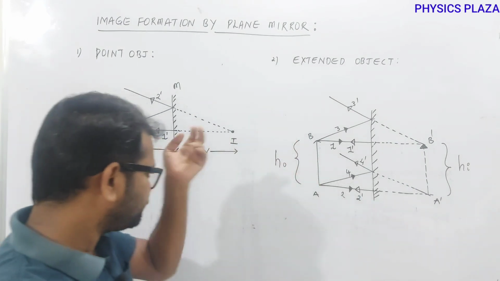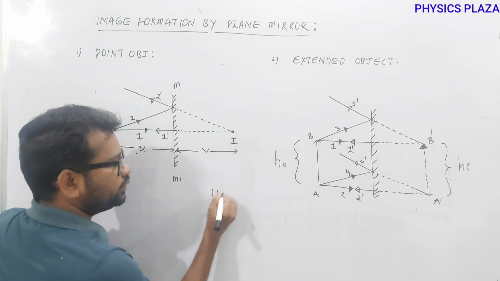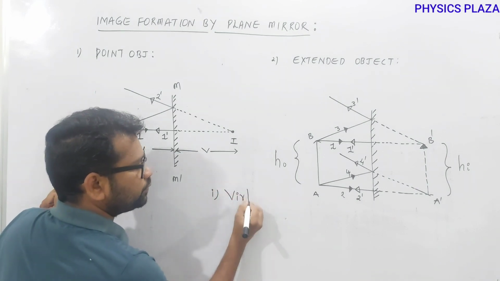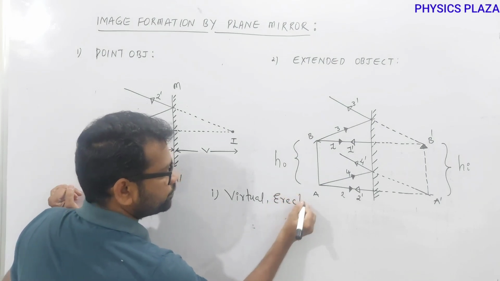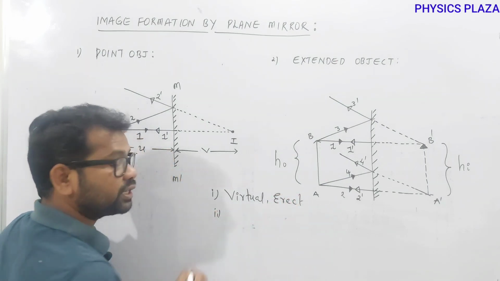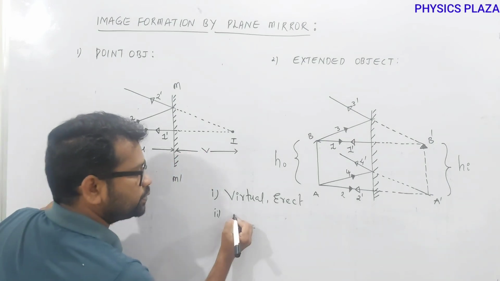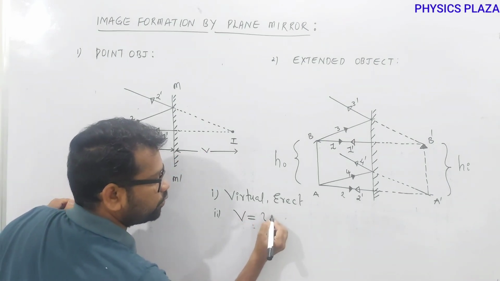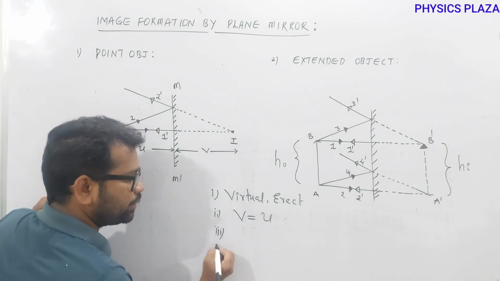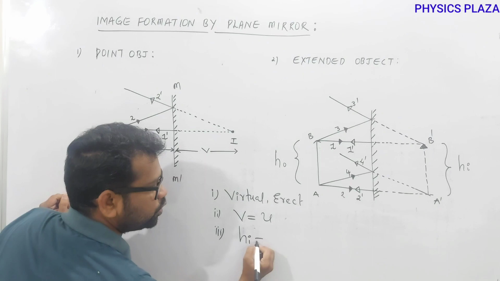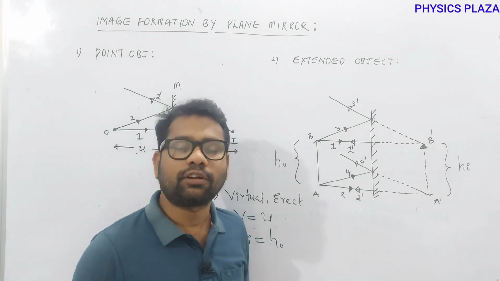Okay, now let us write the characteristics. First one, children, it is virtual, erect. And the second point, children, it's very important: the image distance is always equal to the object distance. And here the third one, children, very important: image height is always equal to the object height.